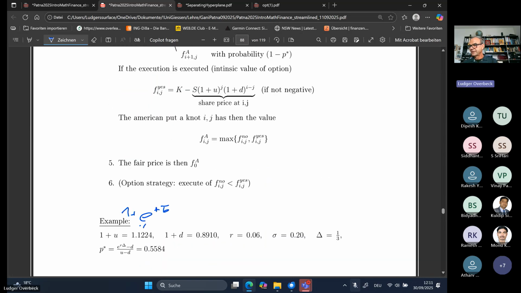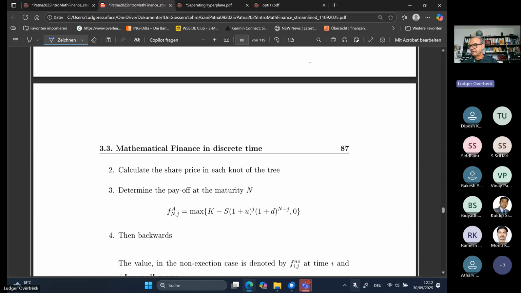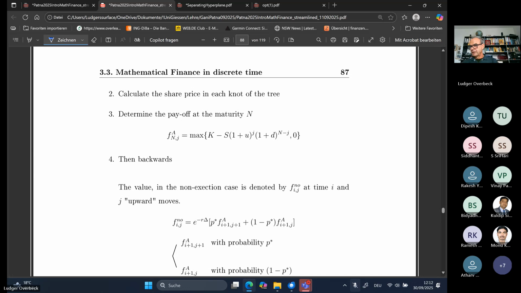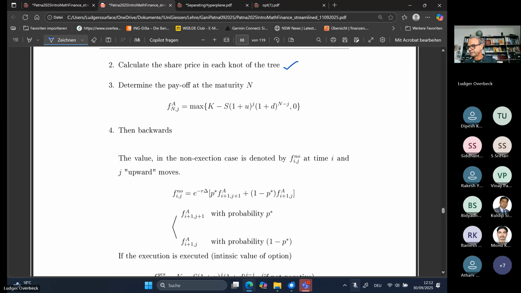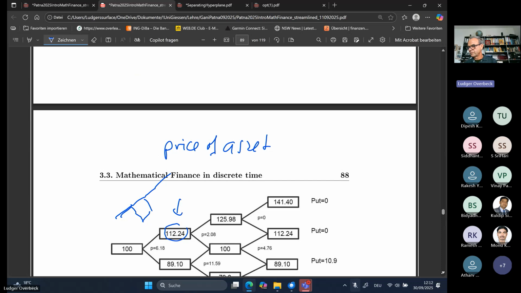Okay, what we do next, because we go backward. So again, our set n. This is what we have done: calculate the share price at each node, determine the put payoff at the maturity n. We're going backward. We start with the final time. And so we calculate the value at time n. This we have done.